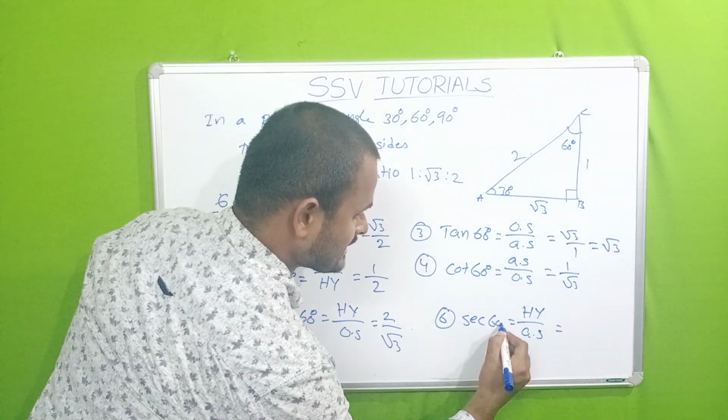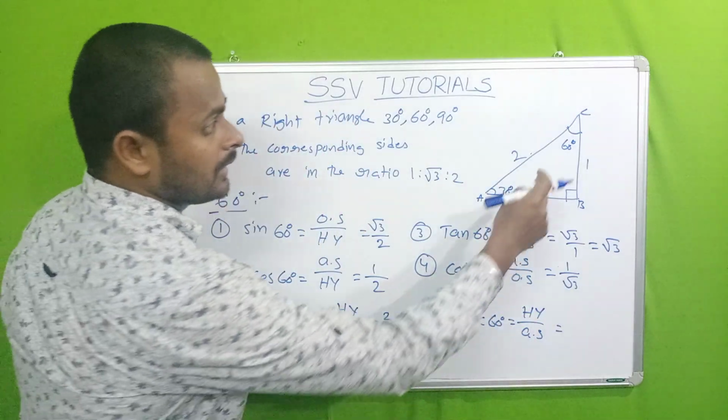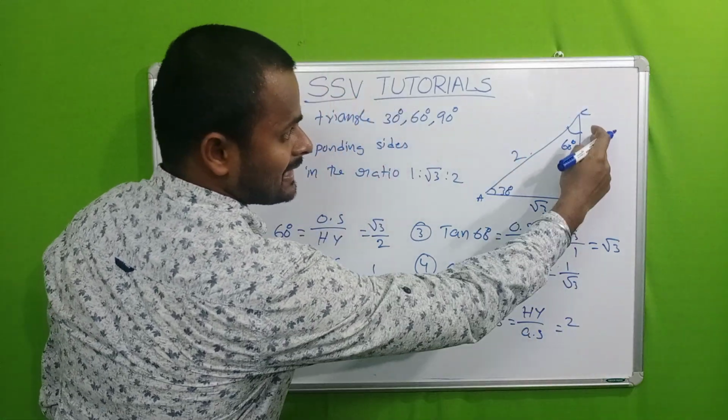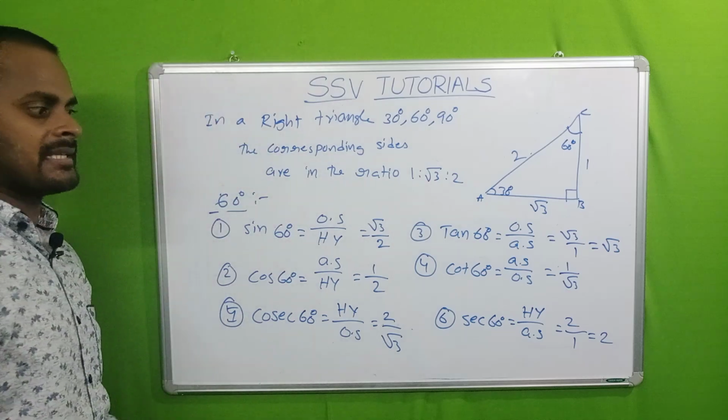And secant 60. What is the formula? Hypotenuse by adjacent side. Here for 60, what is the hypotenuse? 2. And what is the adjacent side? 1. So 2 by 1 is equal to 2. So secant 60 is equal to 2.